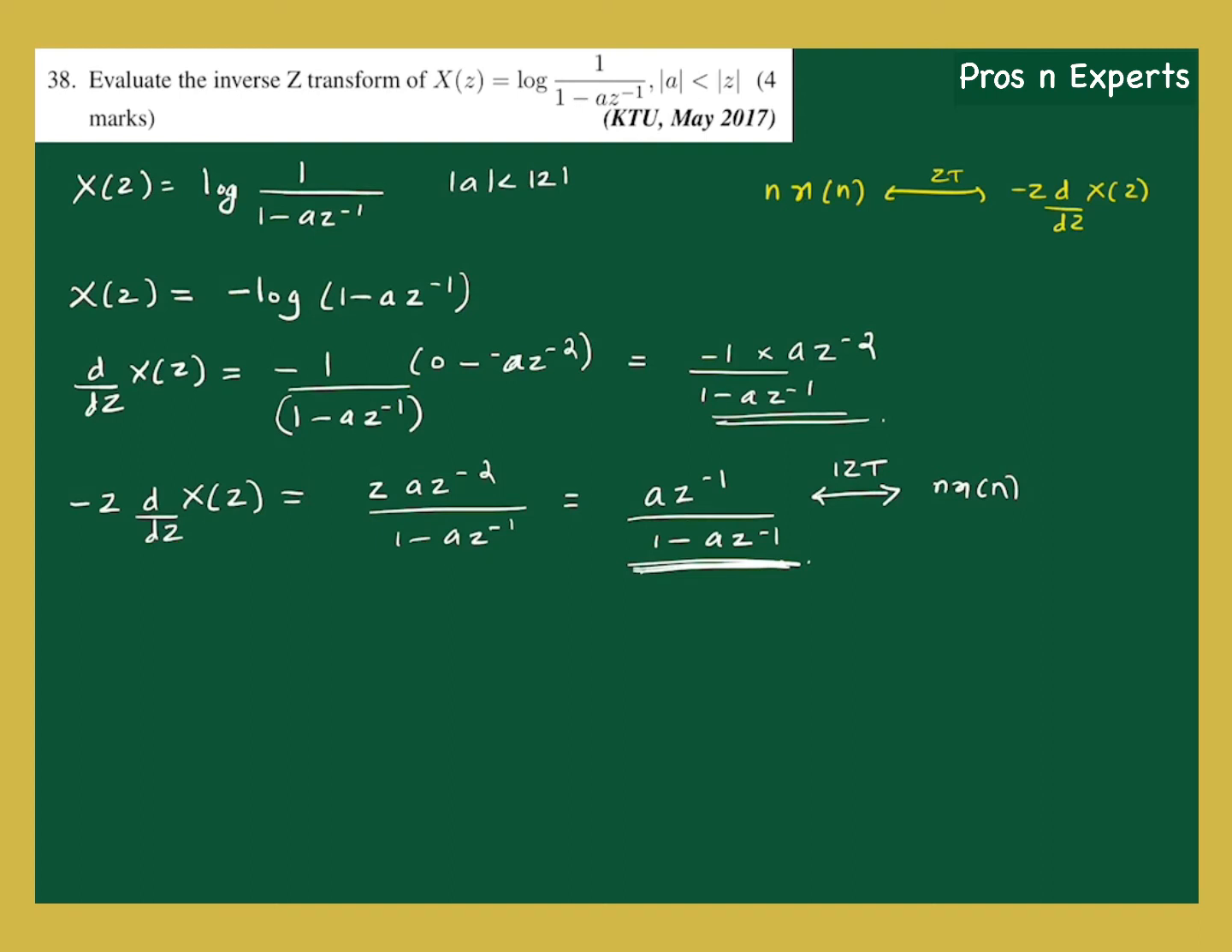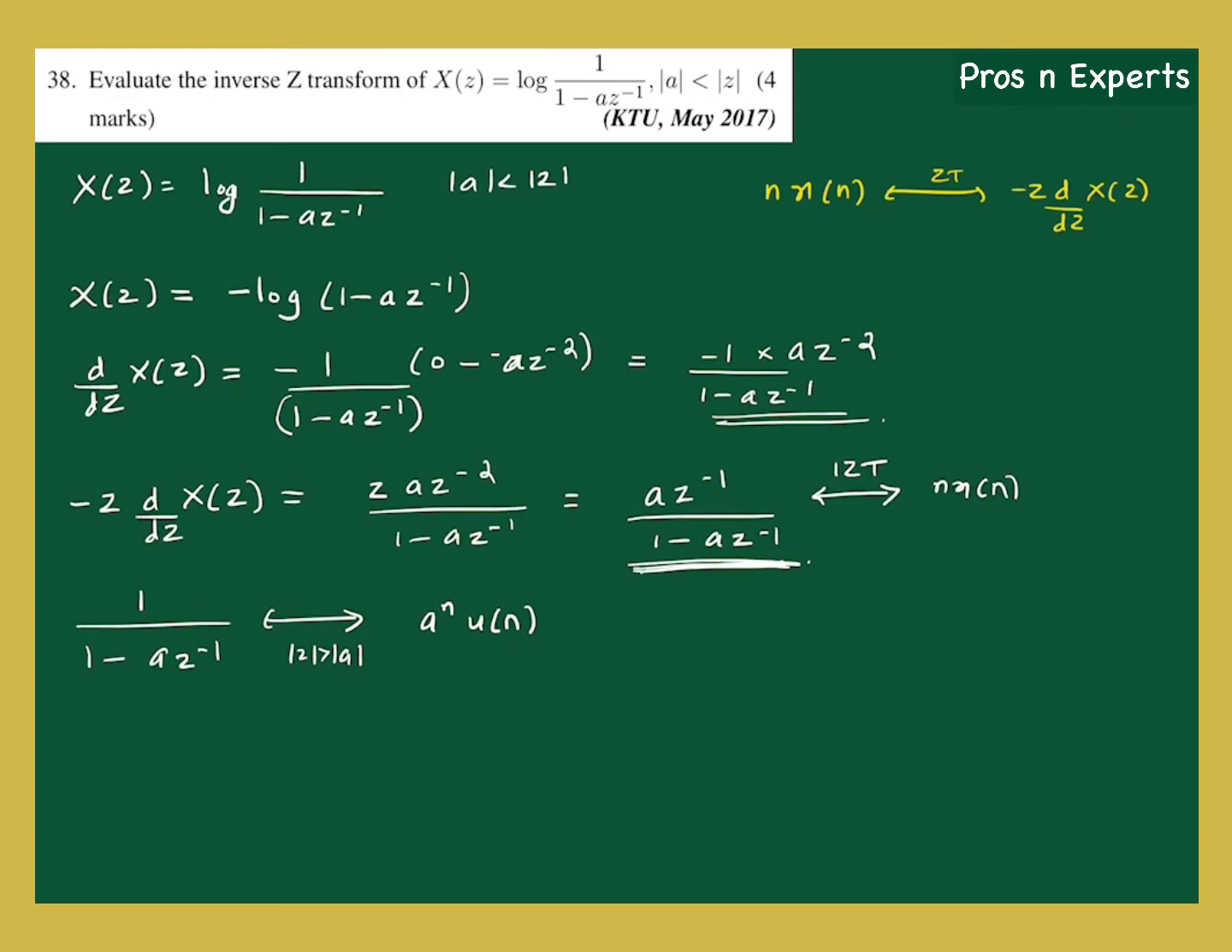From standard knowledge, what is the inverse Z transform of 1 by 1 minus a z inverse, given mod z greater than mod a, because it is given in the question? What will be the inverse transform? It is nothing but a raised to n u of n. It's a right sided exponential signal, a raised to n u of n, right?